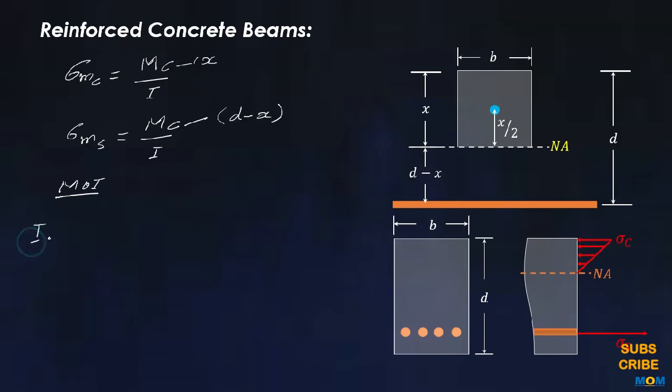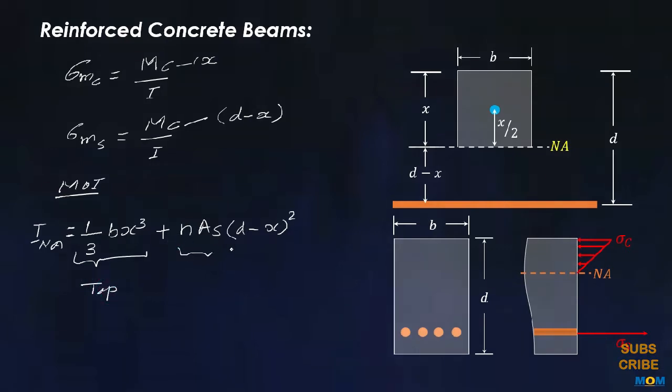To calculate the value of I, that is the moment of inertia about the neutral axis, we use this expression: 1 upon 3 b x cubed plus nAs (d minus x) whole squared, where the first term is for the top part and the second is for the bottom.